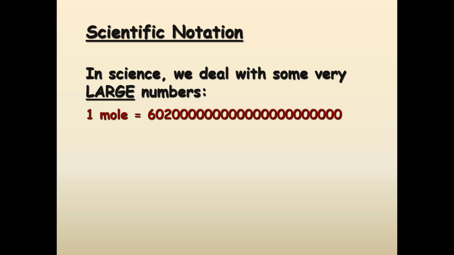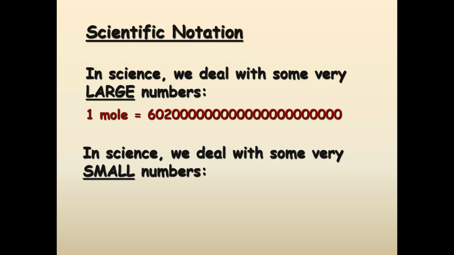602,000,000,000,000,000,000. So lots of zeros to be saying over and over and over again. Lots of zeros to be typing into a calculator each and every time you want to use this number to calculate. And we also deal with some very small numbers.